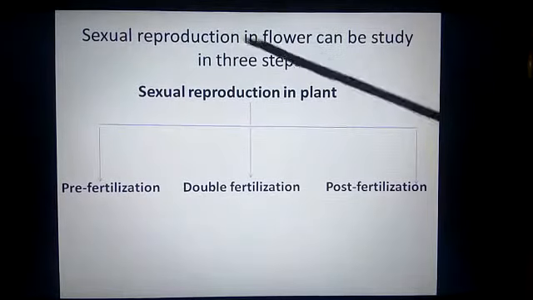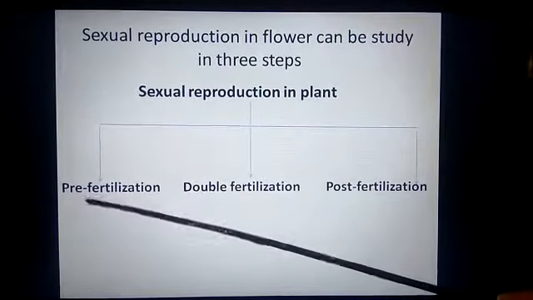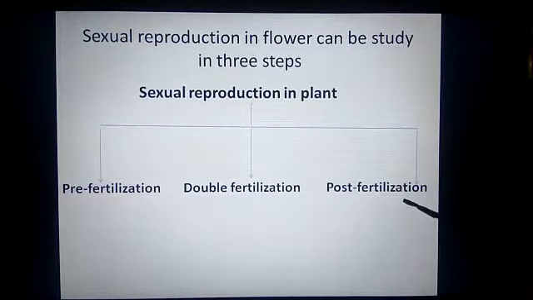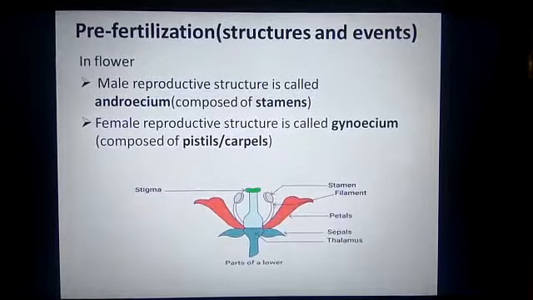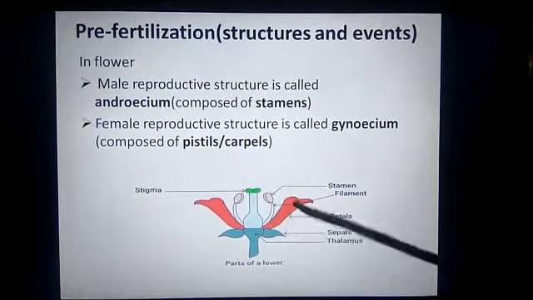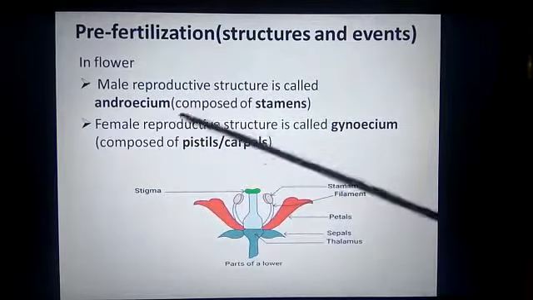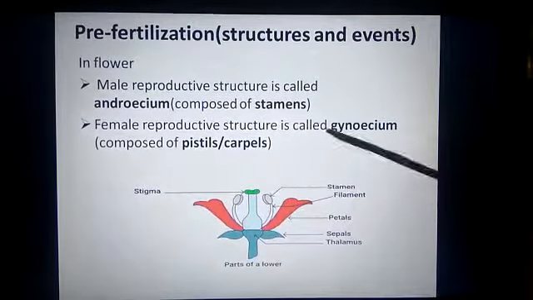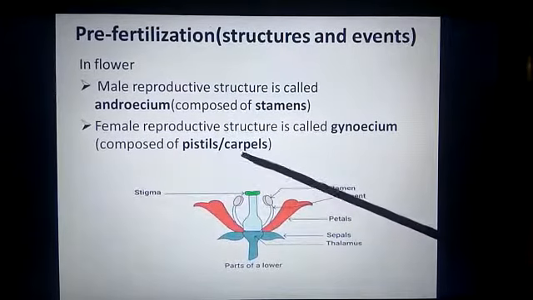Now, sexual reproduction in flowers can be studied in 3 steps. One is pre-fertilization, then double fertilization, and post-fertilization. Now, let us go to the first one, that is pre-fertilization. In a flower, the male reproductive structure is called the androecium, and it is composed of stamens. The female reproductive structure is called the gynoecium, and the gynoecium is composed of pistils or carpels.